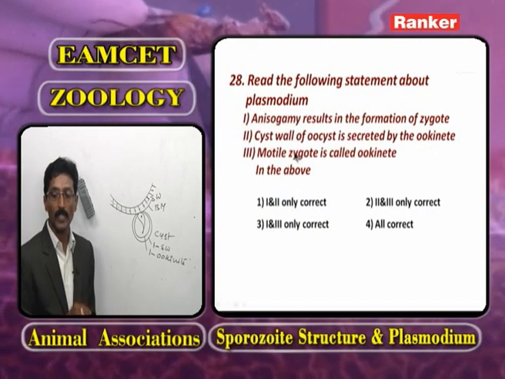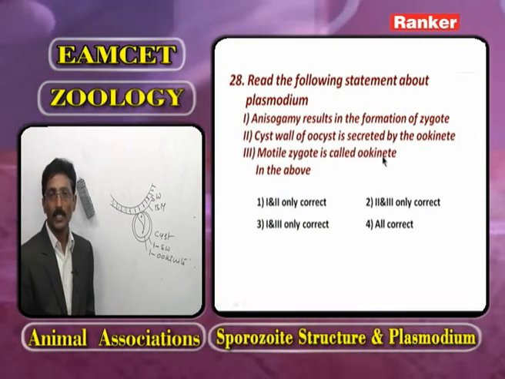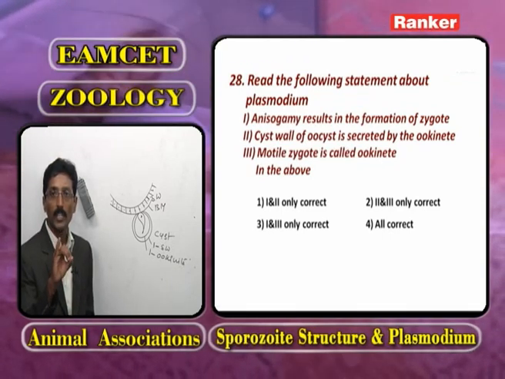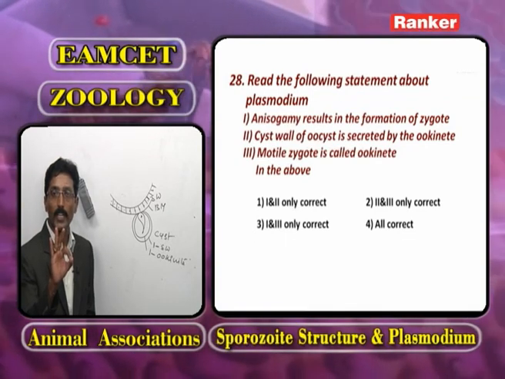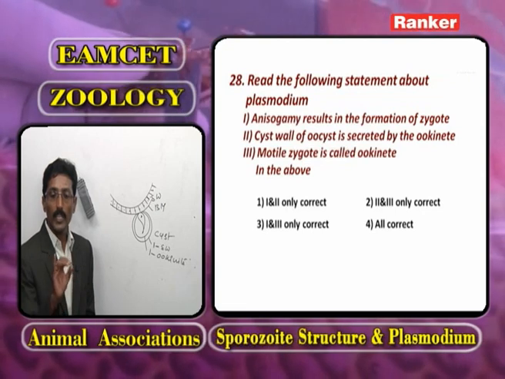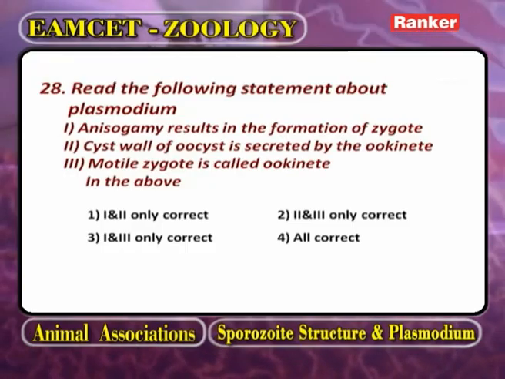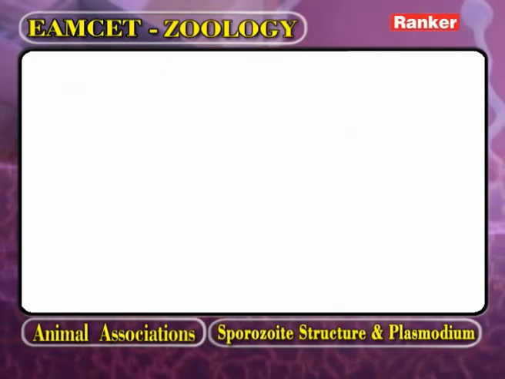What is the third one? Motile zygote is called ookinete. What are the diploid stages? Zygote, ookinete, oocyst. Zygote is non-motile, oocyst is non-motile, ookinete is the motile one. So the given three statements are correct. The correct answer for this question is all statements are correct. Now go for the next question.